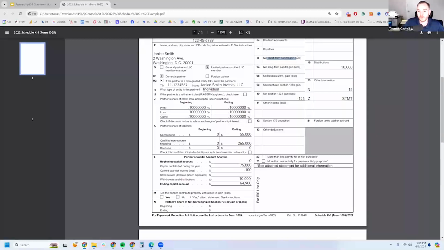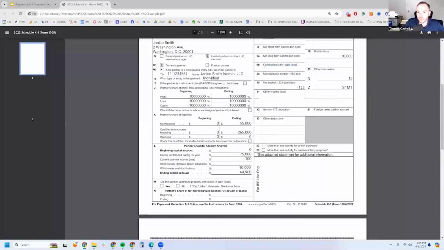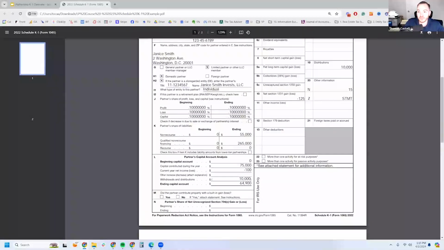Most of the time, properties are held for longer than a year. But if the property was sold in a shorter period of time, you may see something in box 8. Now we get down to box 9A. That's going to be the long-term capital gain upon sale. You typically don't see anything like that in a syndicate until it's sold, but in a fund, you might have a life of the fund that's 10 years and properties may be sold in between. So you might end up seeing that depending on how that fund operates.